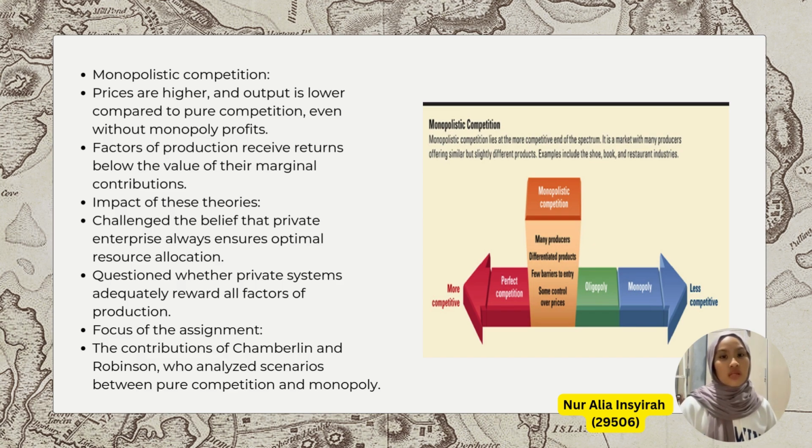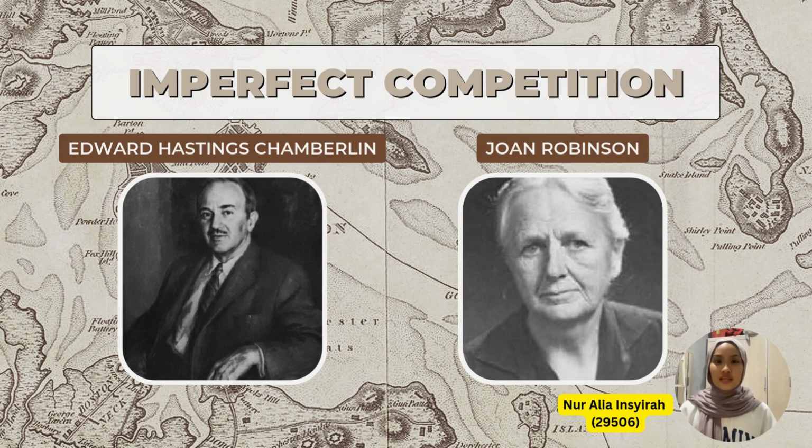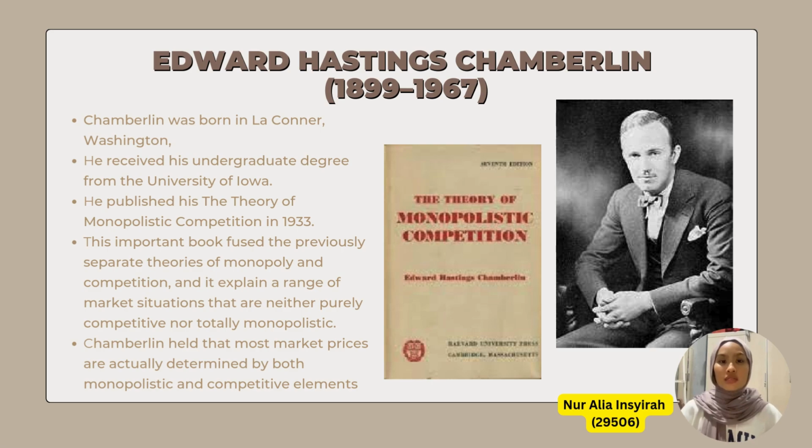One of the focuses of the assignment is the contribution of Chamberlin and Robinson, who analyzed the scenario between pure competition and monopoly. This theory of imperfect competition was developed by Edward Hastings Chamberlin and Joan Robinson. Chamberlin was born in La Conner, Washington. He received his undergraduate degree from the University of Iowa. He published The Theory of Monopolistic Competition in 1933.